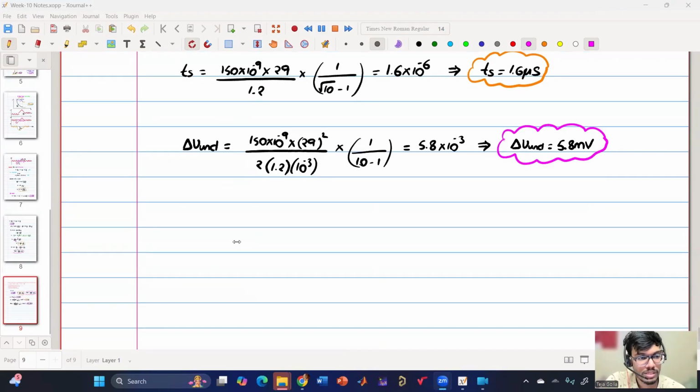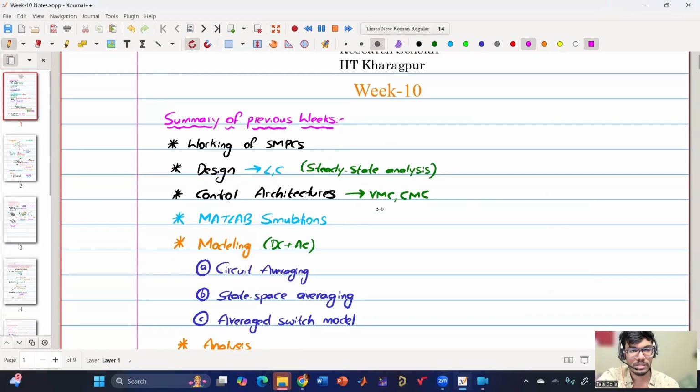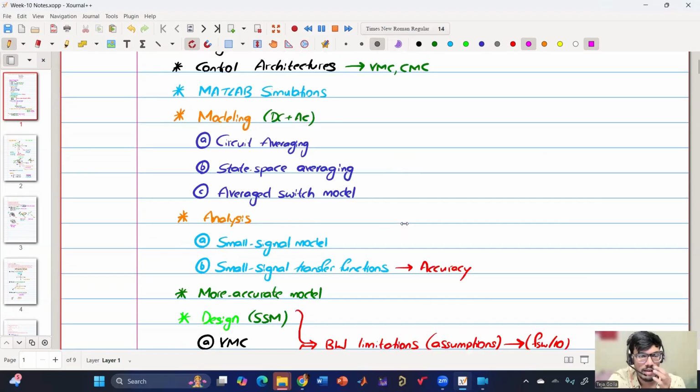So this is like the final problem for today's session. Let me just quickly summarize. We started with the summary of previous weeks, where I highlighted that we have learned about the working of switch mode power converters, their design aspects, as well as steady state analysis. We have also studied different control architectures like voltage mode control and current mode control, and the implementation using MATLAB. And then we learned about the modeling, both DC as well as AC analysis, using circuit averaging, state space averaging, and average switch model.